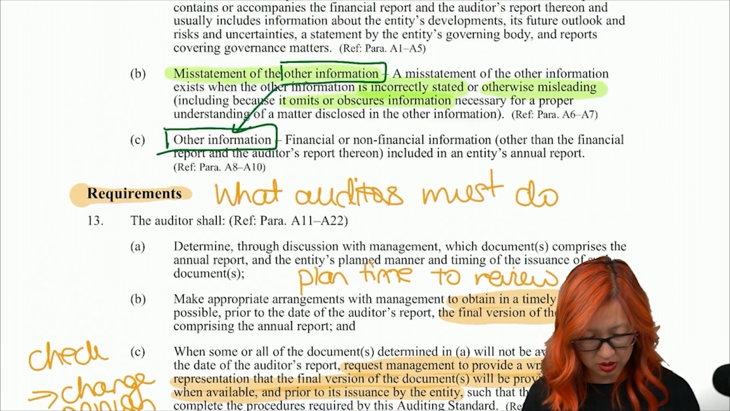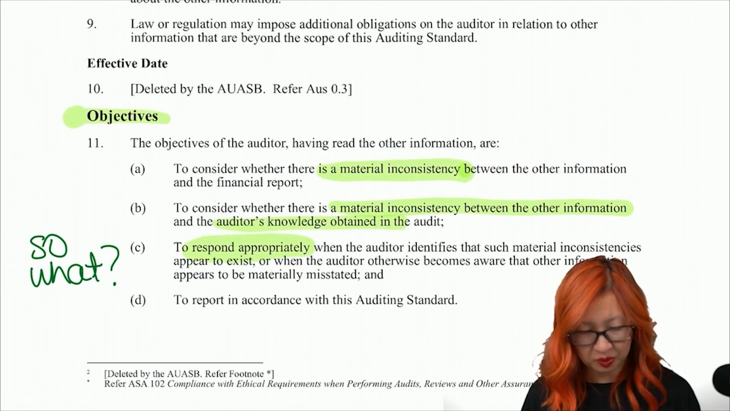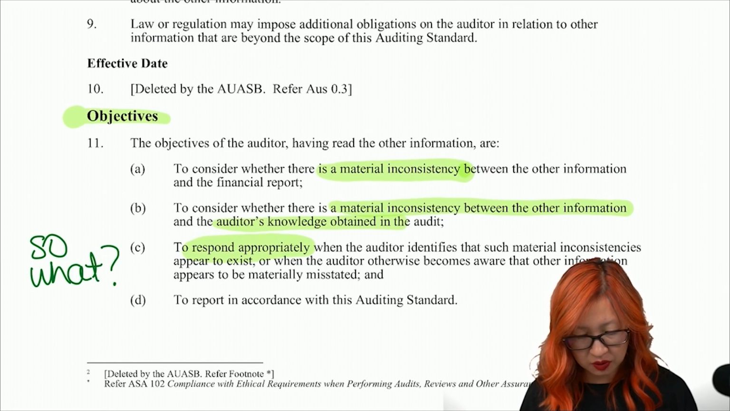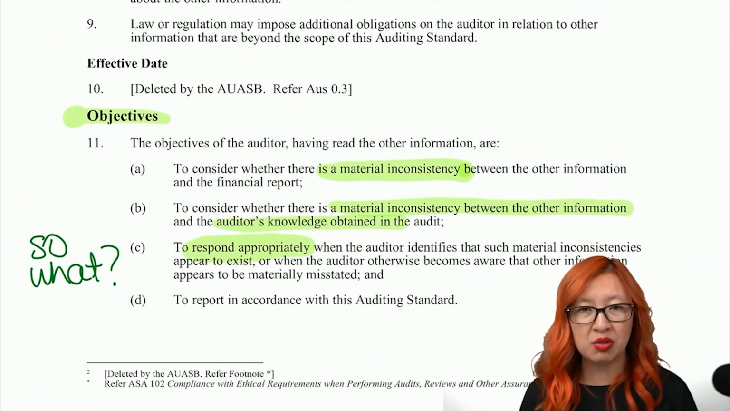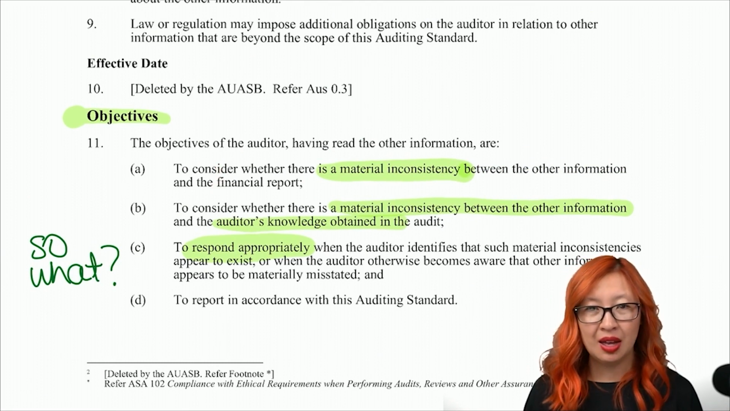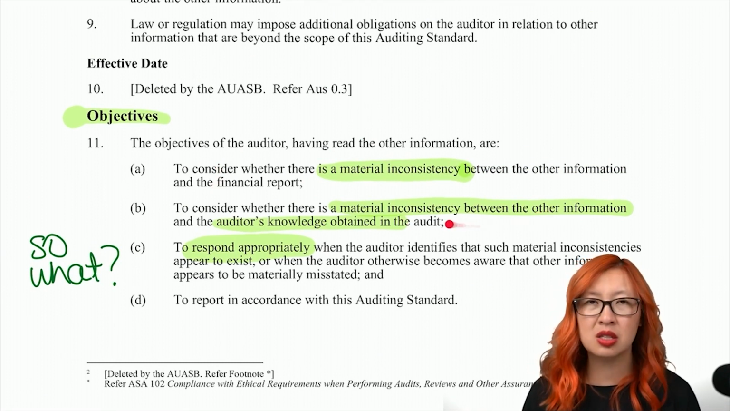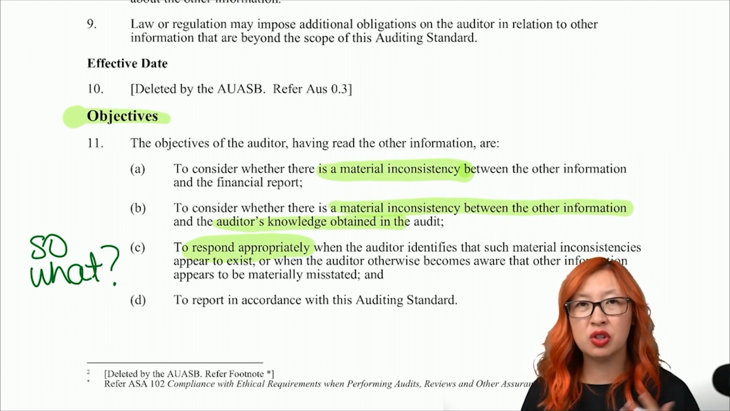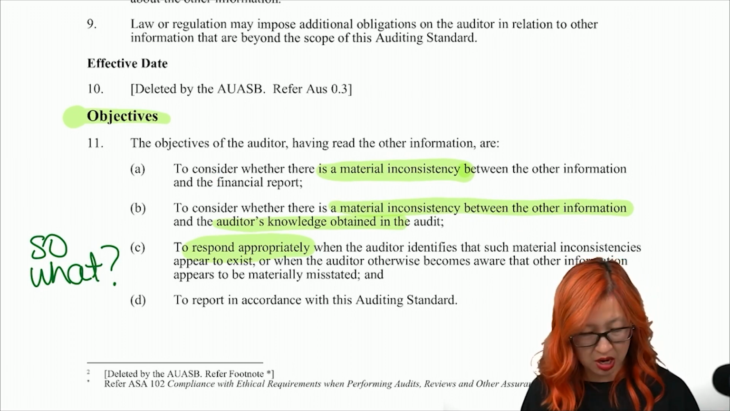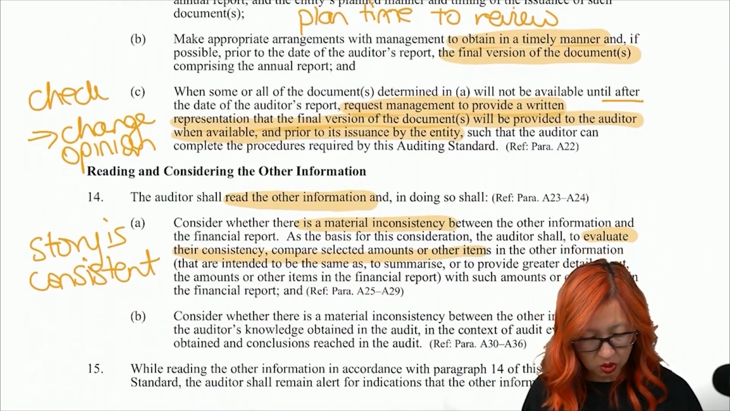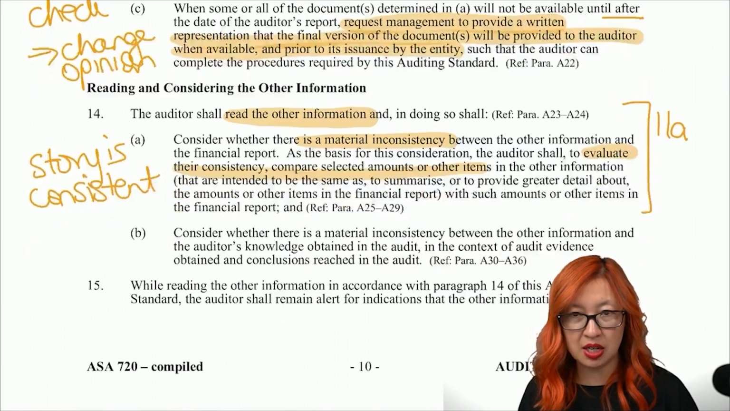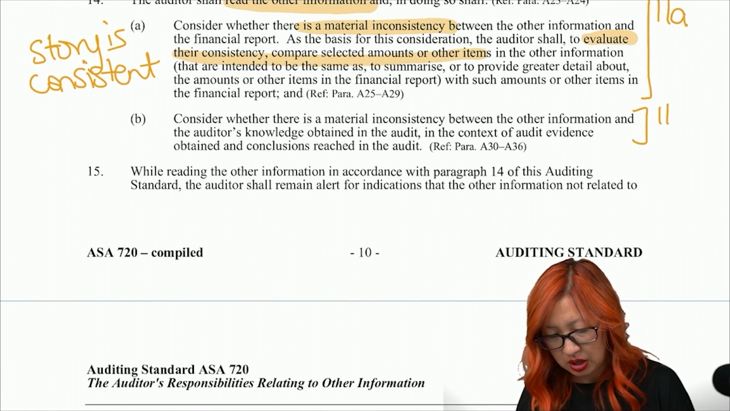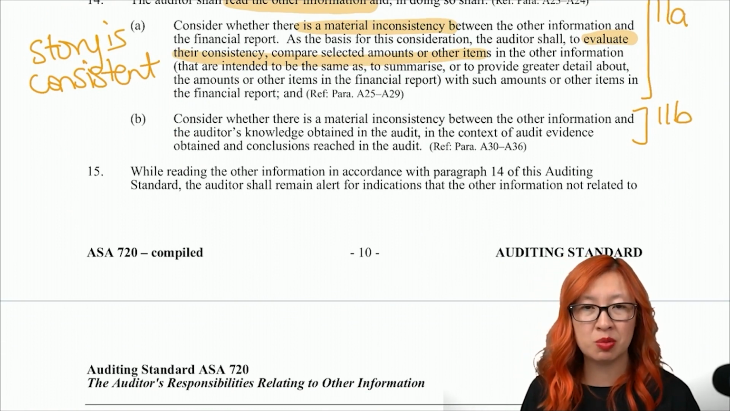All right. Now remember back up here in the requirements, back in the objective, sorry. The objective said I have to make sure: is there any material inconsistency between the other information and the financial report? That's part A. 11B says, are there any inconsistencies between other information and what we know about the company? And that's stuff that's not necessarily printed in the financial statements. So all of this here is related to 11A, all right? This one here is related to 11B in terms of the objectives.